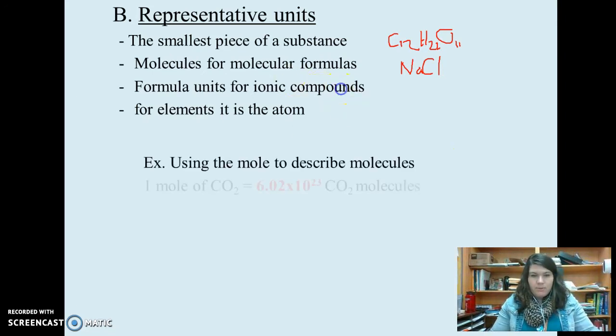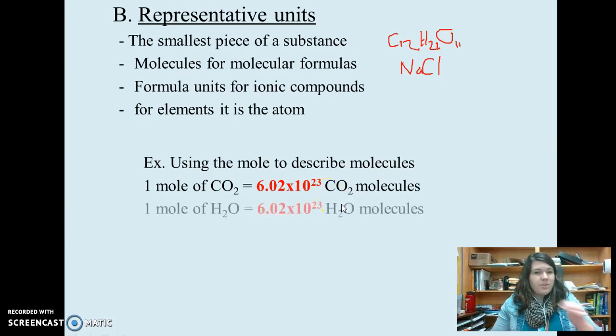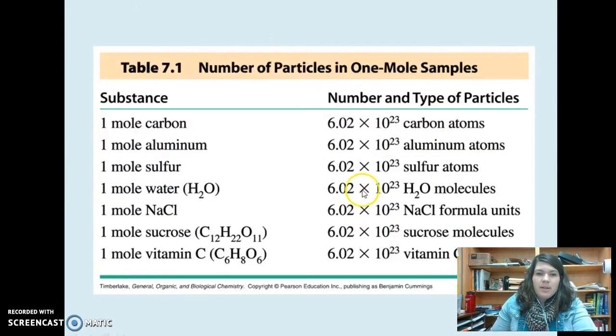All right, so we use them to describe things. So 1 mole of CO2 would be 6.02 times 10 to the 23rd molecules of CO2. We use it just like we use the atom. It just depends on what we're measuring. Here's some more examples of that. For numbers of particles, it's all going to be 1 mole, but the particle size is different. So if we were to mass it out, it's going to be different.